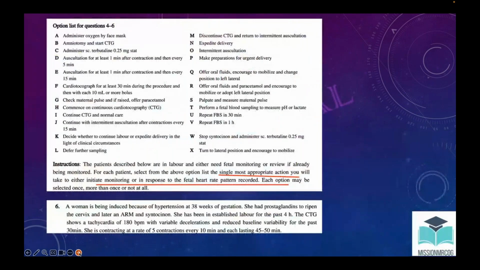So, a woman is induced for hypertension at 38 weeks. Prostaglandin is given to ripen the cervix. Later on, ARM and oxytocin. CTG shows tachycardia, variable deceleration, reduced variability for 30 minutes. She is contracting 5 contractions every 10 minutes, and the contraction lasts for 45 to 50 seconds. So what should be the answer?